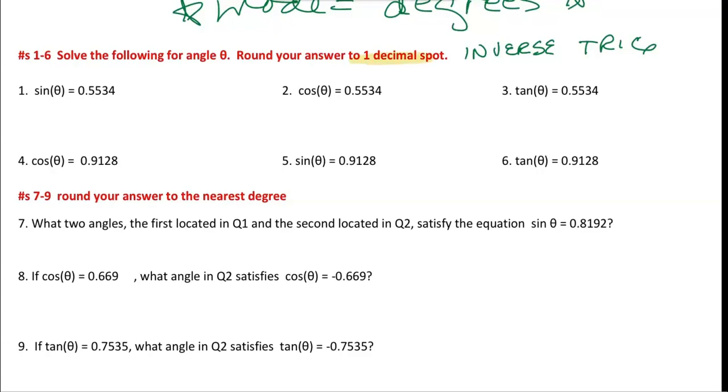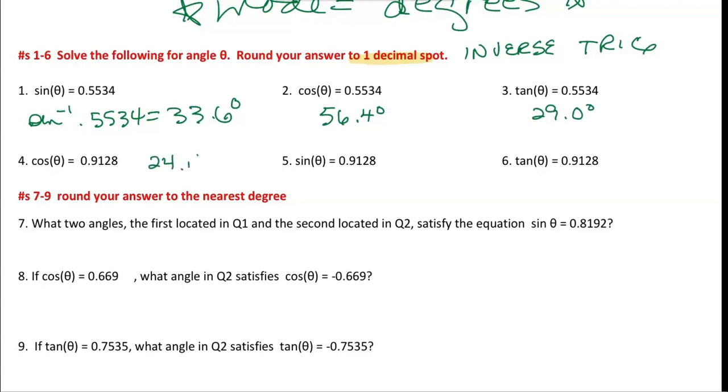So what you're going to put in your calculator, I'm only going to do this probably once, sine to the -1 of 0.5534. And you should get 33.6 degrees. If you put the inverse cosine in, you should be getting 56.4 degrees. Inverse tan, 29.0 degrees. This is rounding to the nearest tenth. Inverse cosine again, 24.1 degrees. Inverse sine, 65.9 degrees. And inverse of tan, 42.4 degrees.